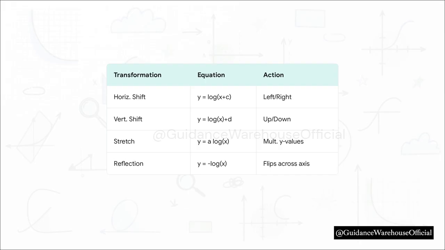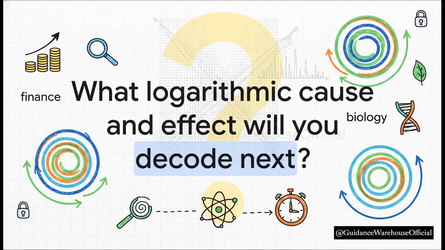Map your vertical asymptote, plot your shifted intercept, sketch your transformed reference point, and just draw a smooth curve connecting it all. And there you have it. You now possess the exact blueprint to take any real-world effect and mathematically trace it all the way back to its precise cause. Logarithms, they really aren't just abstract curves on a whiteboard. They are literal keys to decoding timelines in finance, biology, and physics.